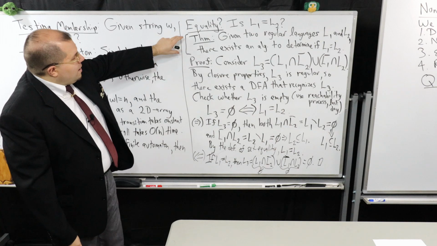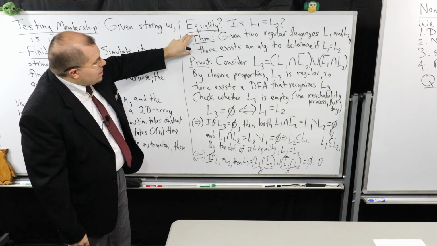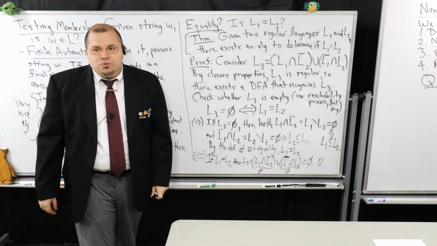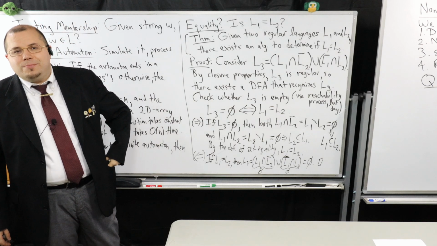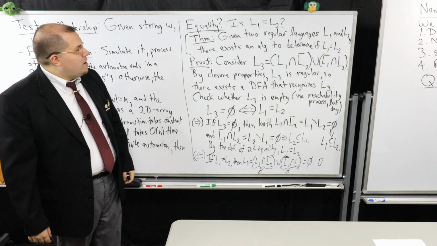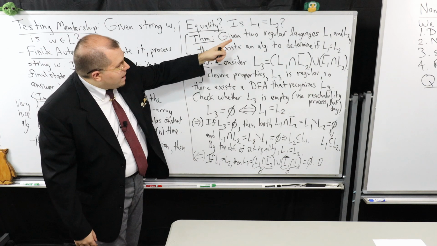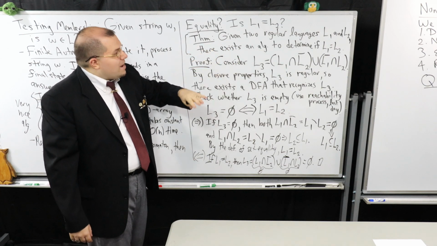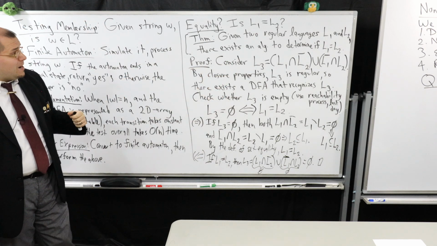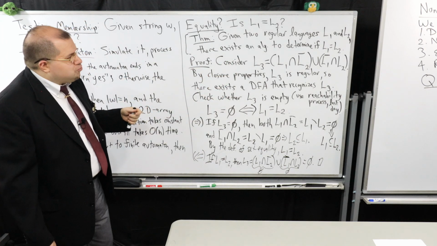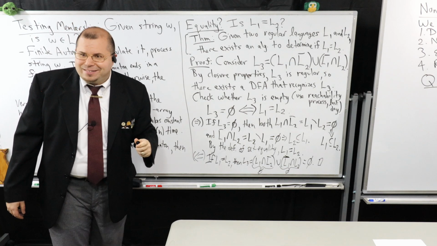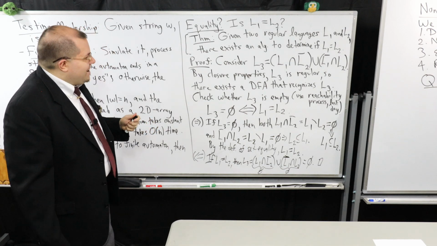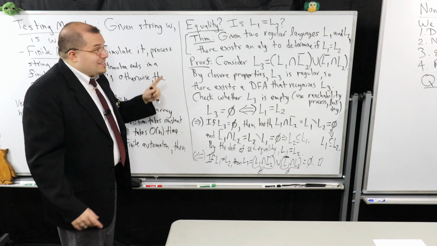So here's a neat theorem, and you can cook this up into something that you could use to test for equality between two regular languages. Given two regular languages, L1 and L2, there exists an algorithm to determine if L1 is equal to L2. This is my little theorem here. It's surprisingly simple to prove, and in that way it's kind of nice. So here's the trick.